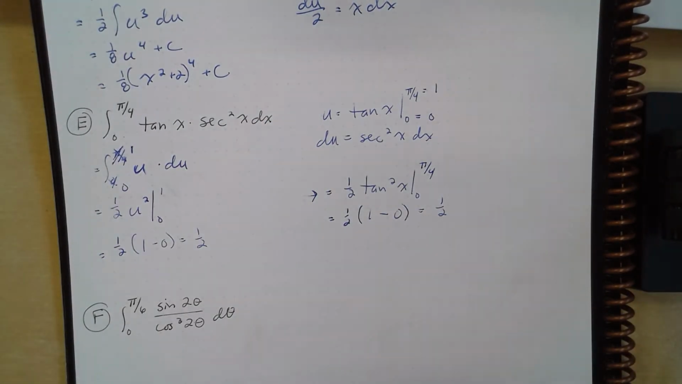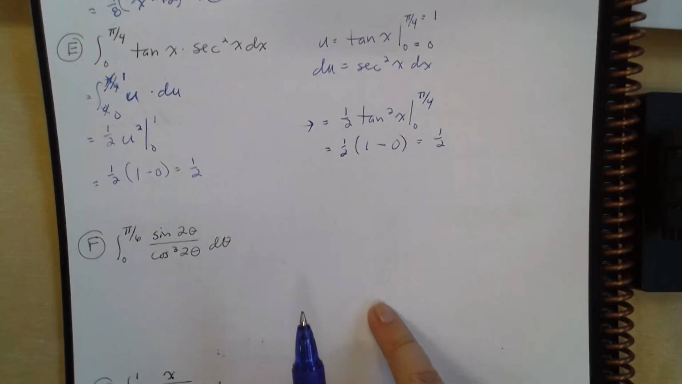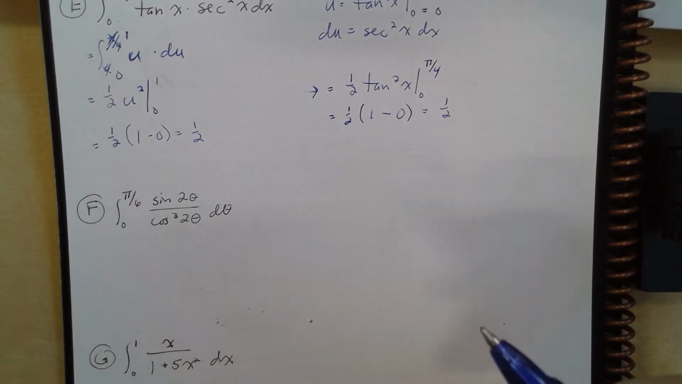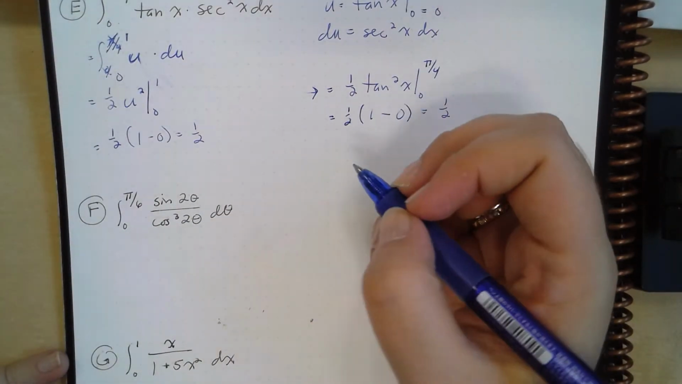So in this particular problem, we didn't save that much time, but we did save a little bit of time, which is really helpful, especially when these get more complicated. All right, let's do another one. The integral from 0 to pi over 6 of sine 2 theta over cosine cubed 2 theta.